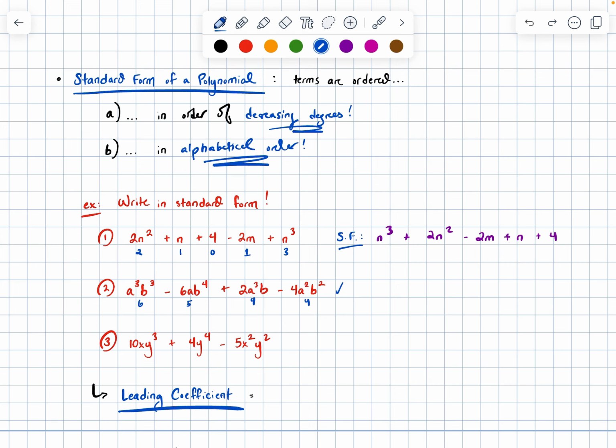And last but not least, 10xy to the third, x to the invisible power of 1, so this term has a degree of 4. 4y to the fourth, this guy also has a degree of 4. X squared, y squared, this guy once again has a degree of 4. So for my standard form, I'm now once again going to look at my alphabetical order as my tiebreaker. Notice here, x comes before y in the alphabet. Of my two terms with x's, I have one with an x to the first and one with an x squared. So the one with the x squared should come first.